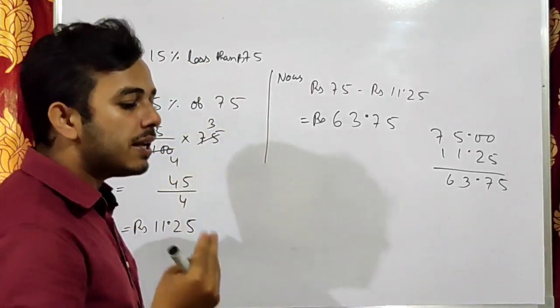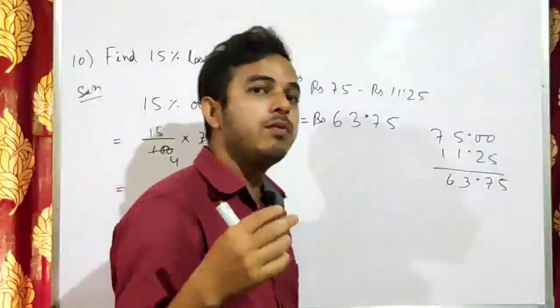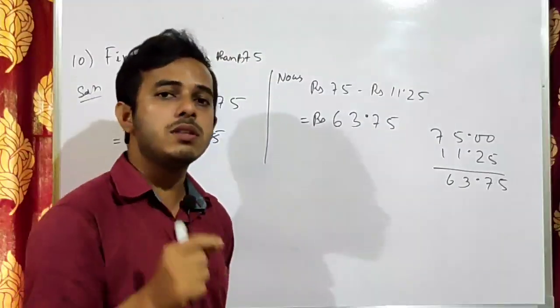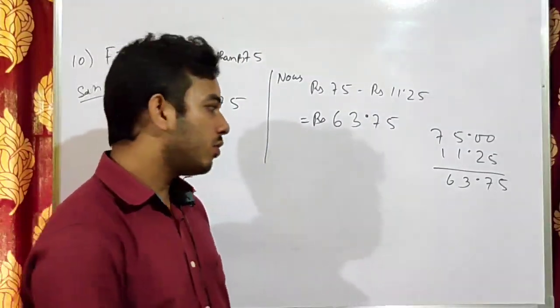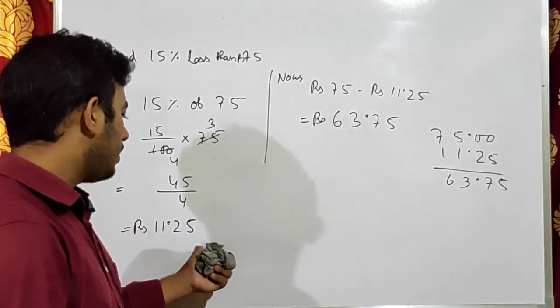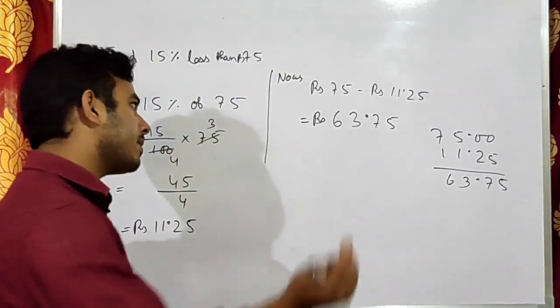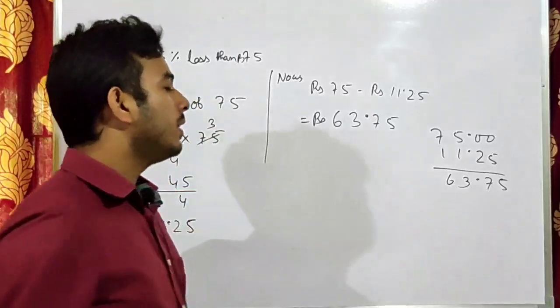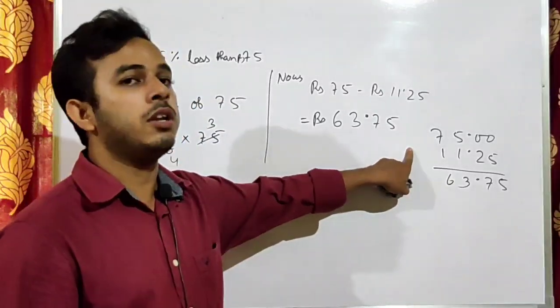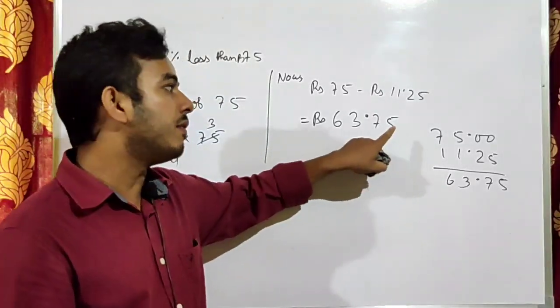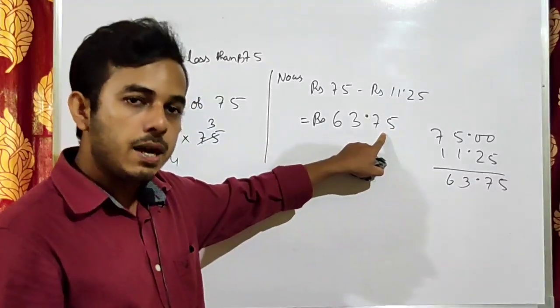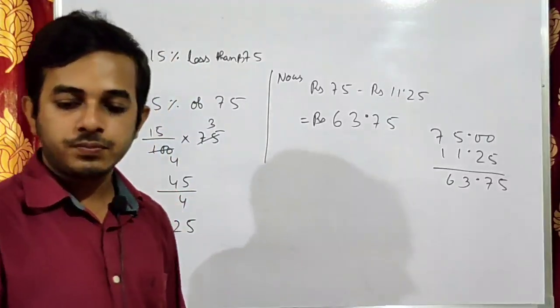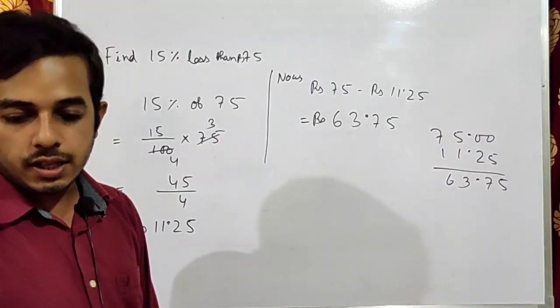Find 15% less than 75. Here we first find out 15%. What is 15% of 75? It is rupees 11.25. Then we subtract it from 75. The result is this one. This is our required result. This is 15% less than 75. After this, clear? Okay.